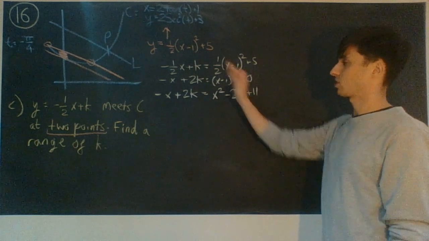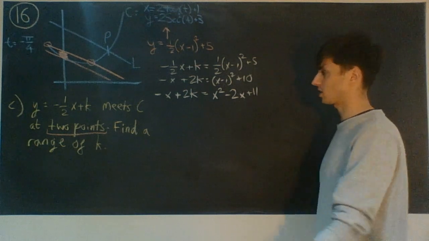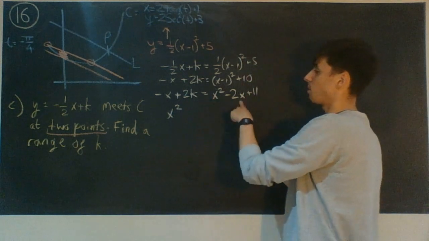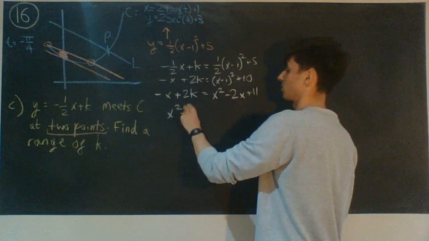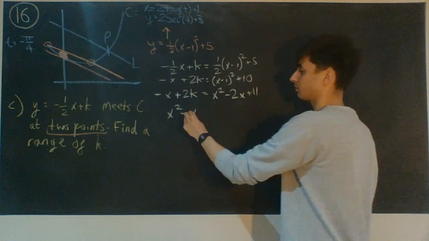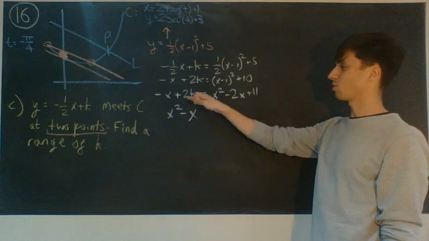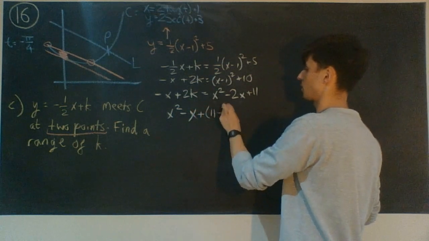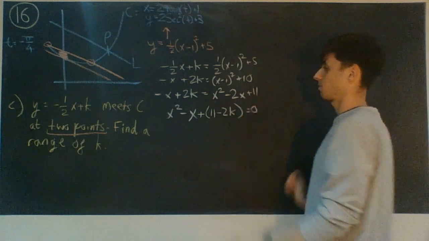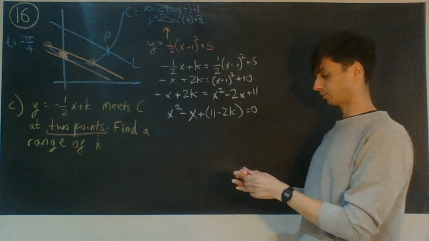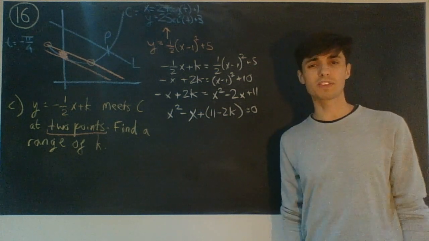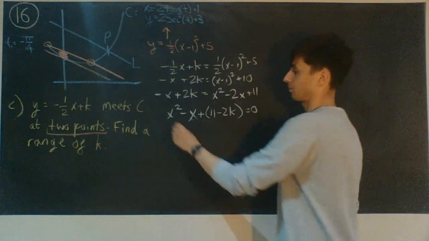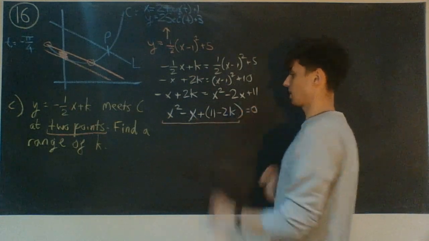Let's keep going with this. Let's put all the x's on one side and solve it like a quadratic. So this would be on our right hand side. We've got x squared minus 2x, but we need to plus an x, so minus x. And then we've got this plus 11, but we need to move the 2k over here. So we've got plus 11 minus 2k in brackets, and this thing's equal to 0. Now's the time to stop and think for a second. We've made these two equations equal to each other, and it's yielded this information for us.